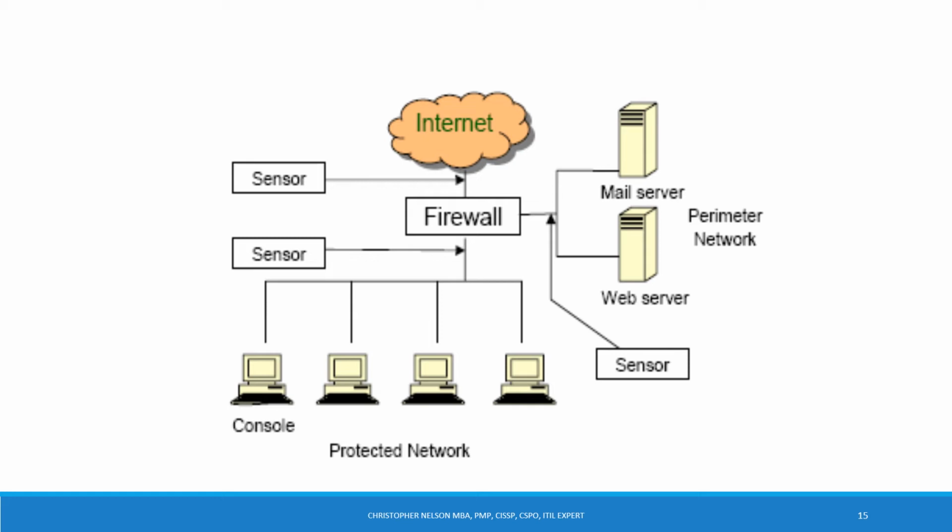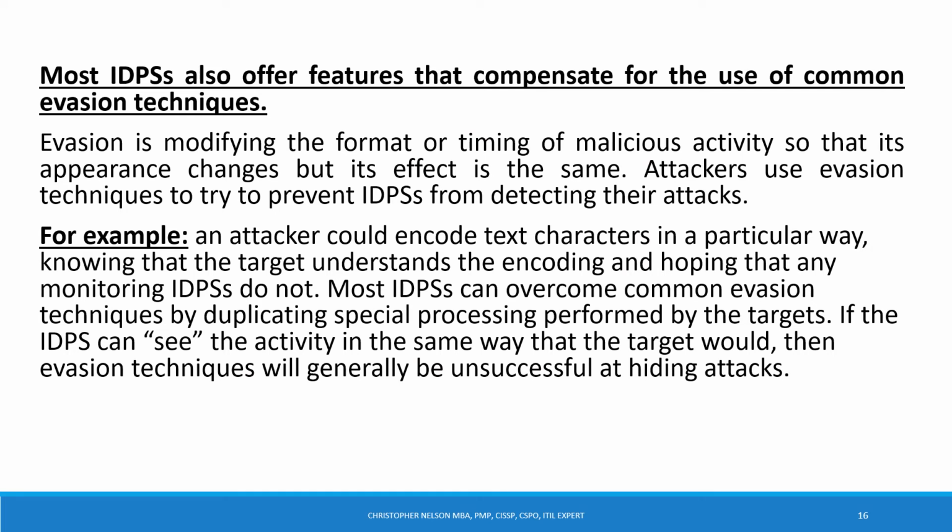Sensors, firewalls, mail servers, perimeter network, consoles, and protected networks are all components when we're looking at intrusion detection prevention systems. Most IDPSs also offer features that compensate for the use of common evasion techniques. Evasion is modifying the format or timing of malicious activity so that its appearance changes but its effect is the same. Attackers use evasion techniques to try to prevent IDPSs from detecting their attacks.